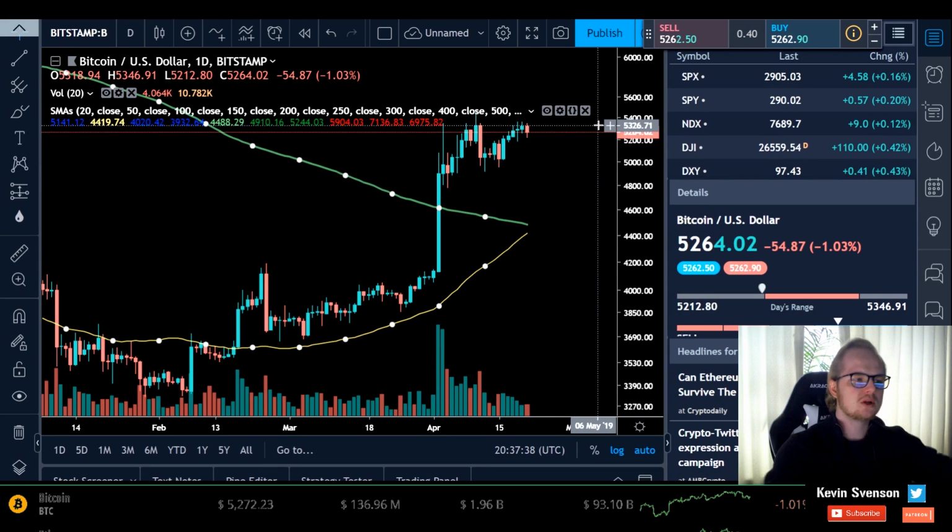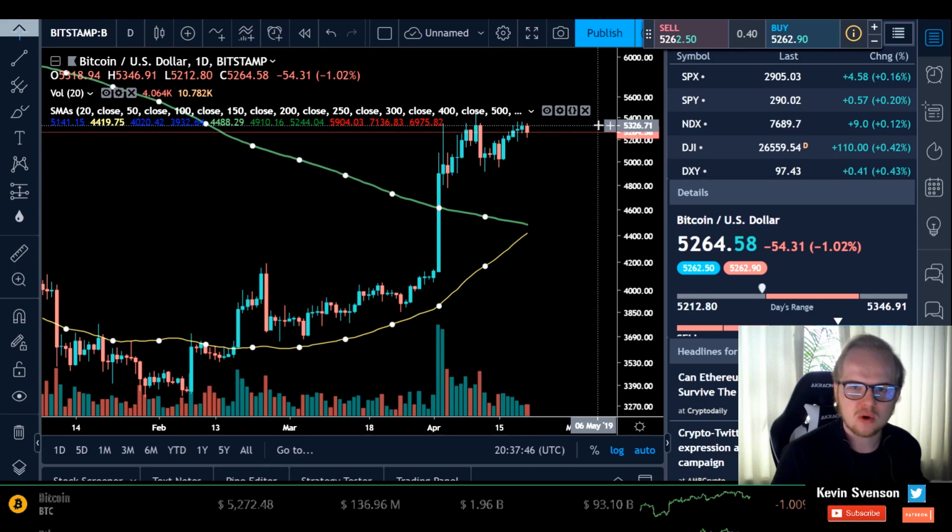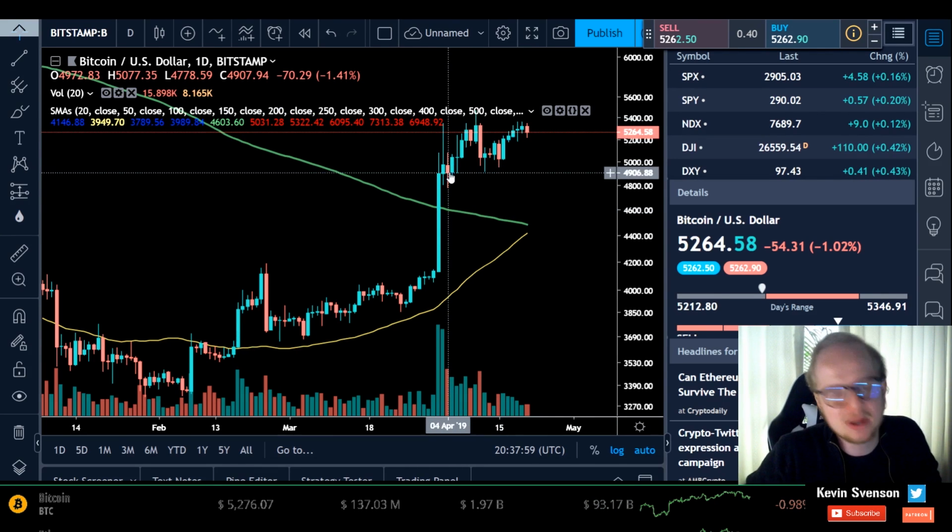Kevin Svenson here. Just want to talk a little bit about the golden cross that we are about to get here on the Bitcoin chart, on the daily chart. I also want to talk about the past golden crosses and the past death crosses that we've gotten. I want to compare them and look at how the market reacted in the previous cycles to both the death cross and the golden cross.